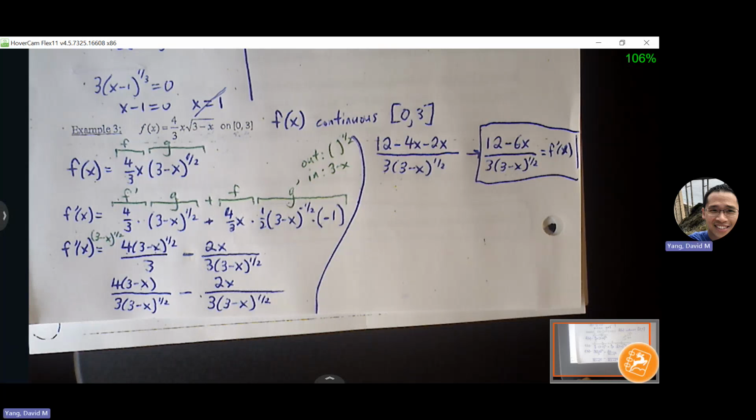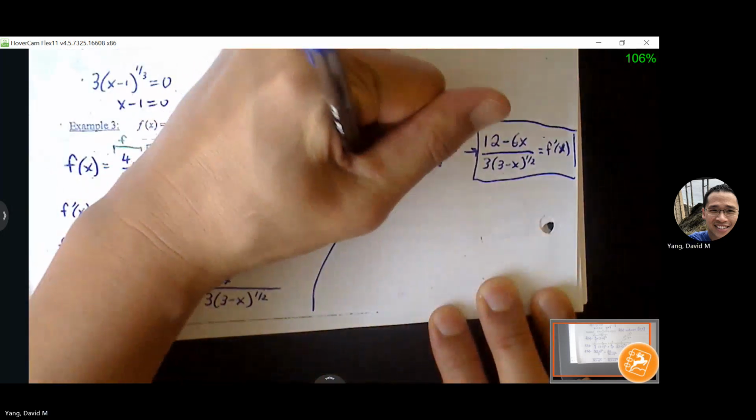Okay, so where do we look for critical points? Numerator and denominator. Well, this is the cleaned up version of f prime where we can begin looking for critical points. Before this, it's really hard to do it with the fractions not being resolved. But now that f prime is nice and clean, we can look for critical points. So numerator equal to 0, denominator equal to 0.